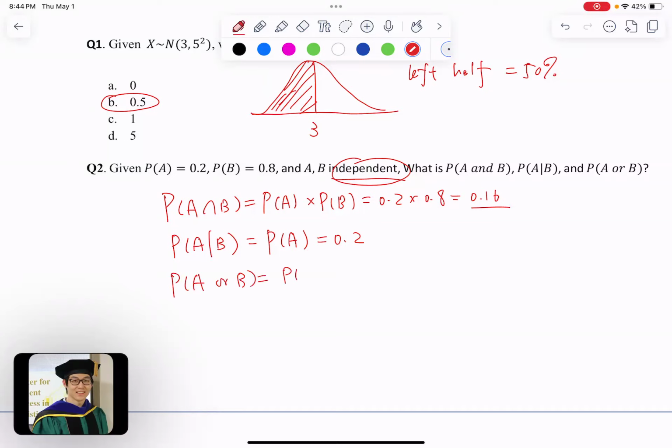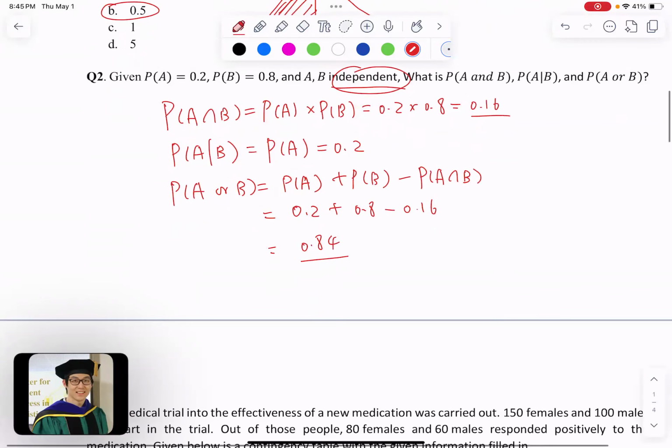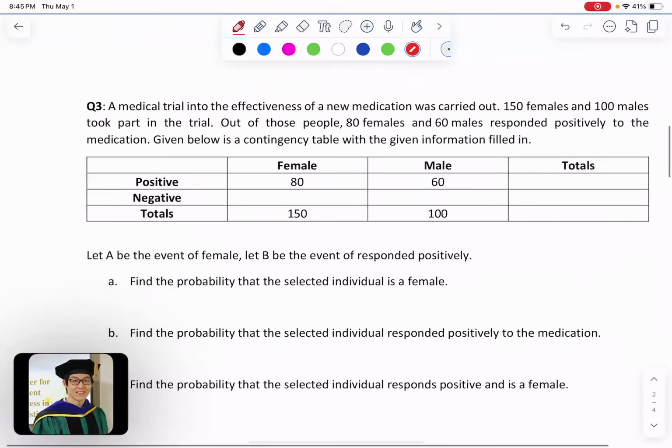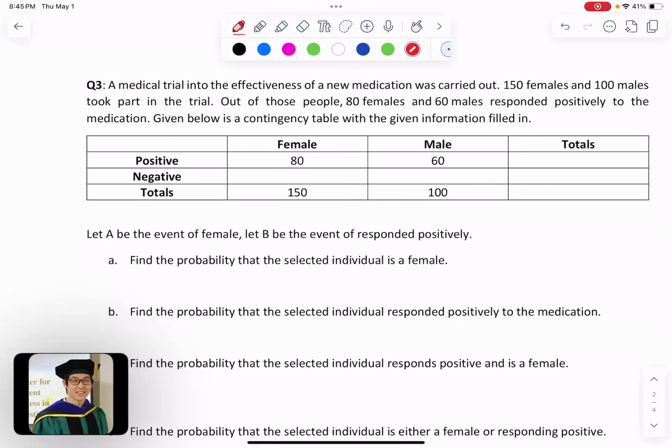Probability of A or B. We have a formula which is always true, so we can write it down: probability of A plus probability of B minus probability of A and B. So we have everything, right? Plug in 0.2 plus 0.8 minus 0.16. That gives us 0.84. So that's the probability of A or B. That's our question 2. Let's take a look at question 3.